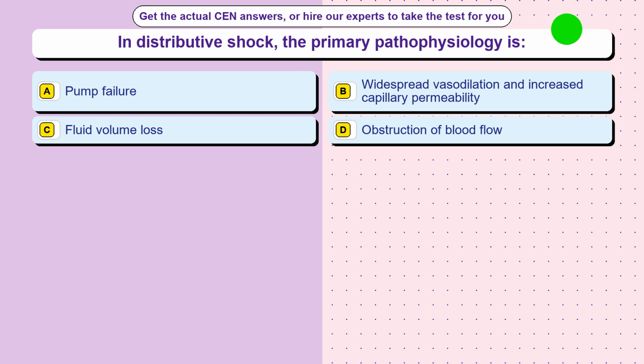Question 34. In distributive shock, the primary pathophysiology is: Option A, pump failure. Option B, widespread vasodilation and increased capillary permeability. Option C, fluid volume loss. Option D, obstruction of blood flow.